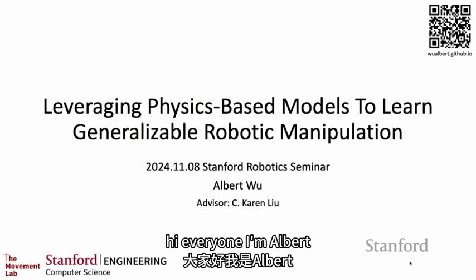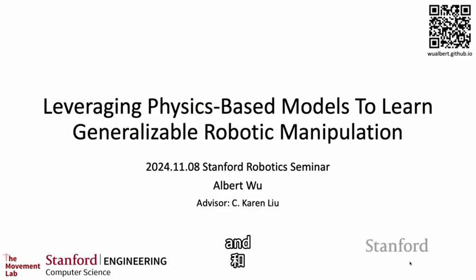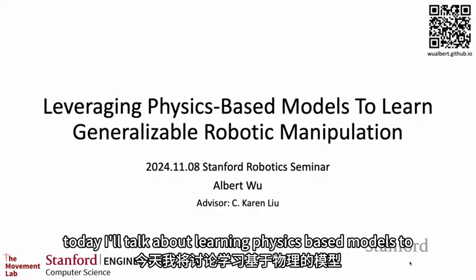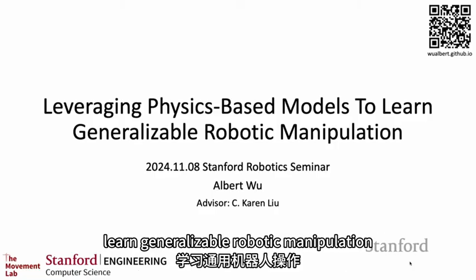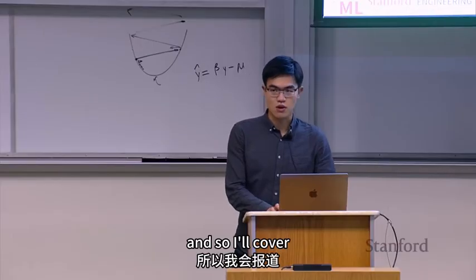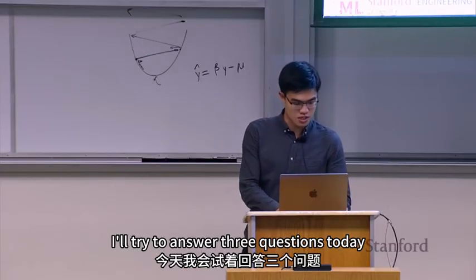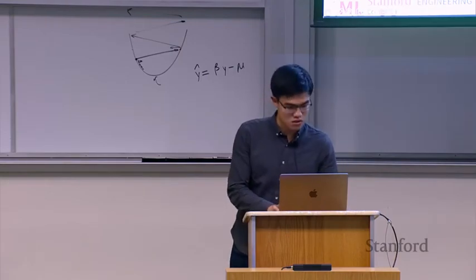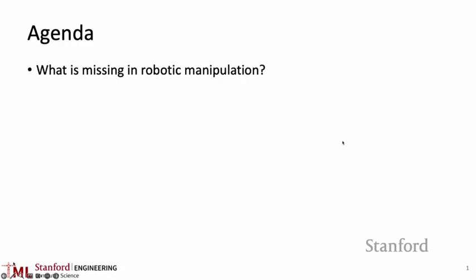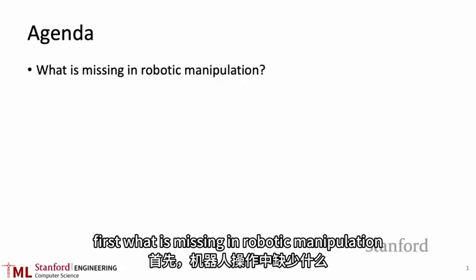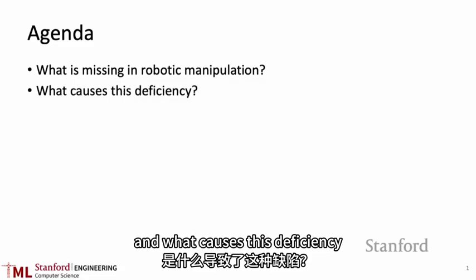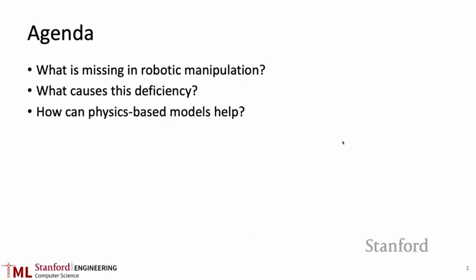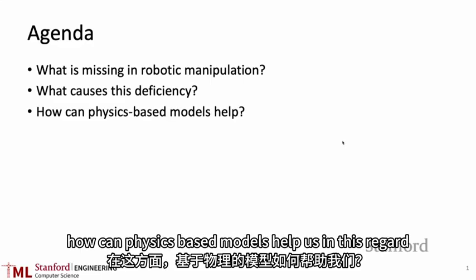Hi, everyone. I'm Albert. I'm a fifth-year PhD student with Professor Karen Liu, and today I'll talk about learning physics-based models to learn generalizable robotic manipulation. I'll try to answer 3 questions today. First, what is missing in robotic manipulation? And what causes this deficiency? And lastly, how can physics-based models help us in this regard?